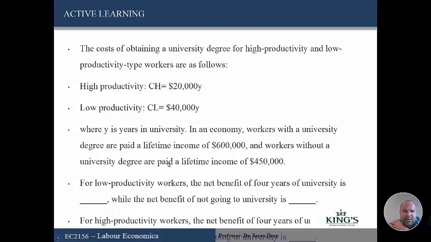In an economy, workers with a university degree are paid a lifetime income of $600,000, and workers without a university degree are paid a lifetime income of $450,000. For low productivity workers, the net benefit of 4 years of university is, what's the answer? Well, the net benefit of not going to university is, okay, so maybe you should pause and we can take a look at that.